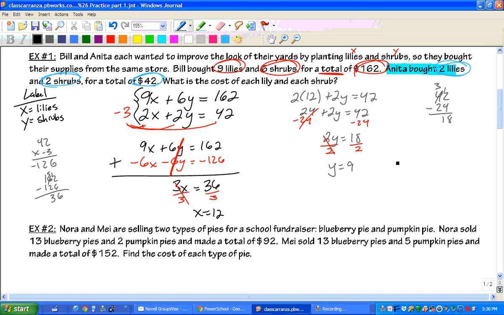All right? So, we've got lilies equal $12, and the shrubs equal $9. Okay? So since that's our final answer, go ahead and make sure that's in a box. And that's it.